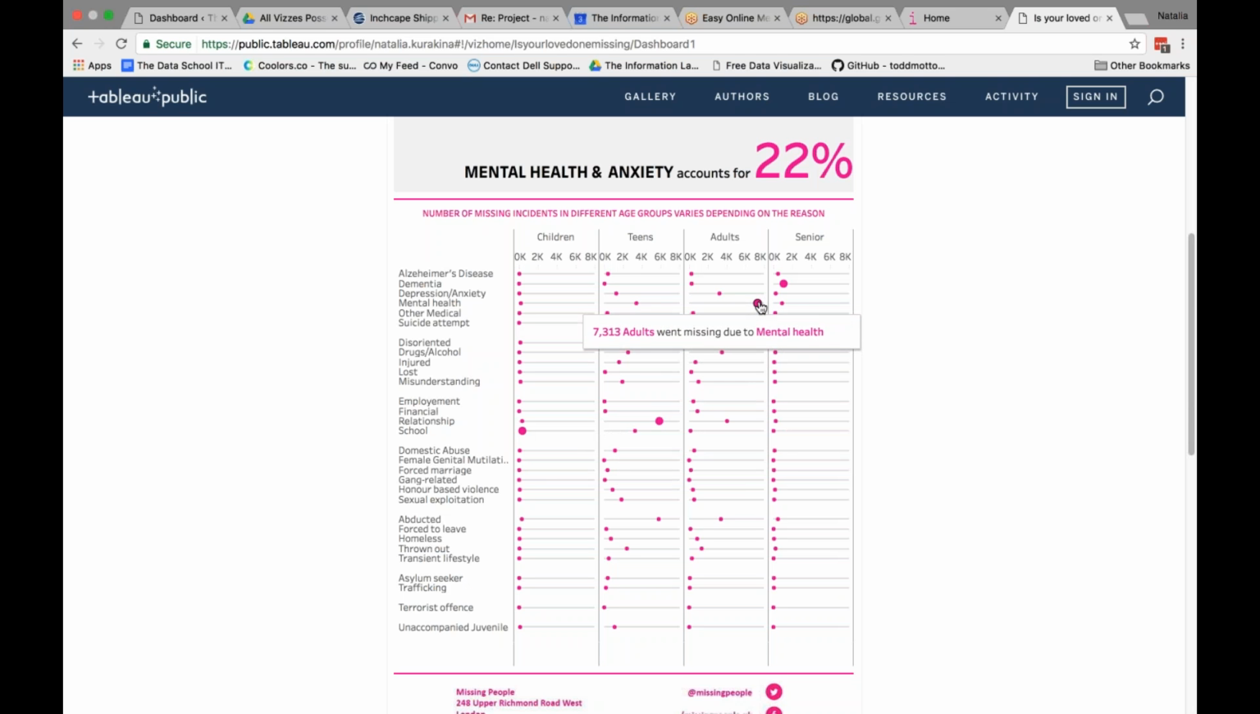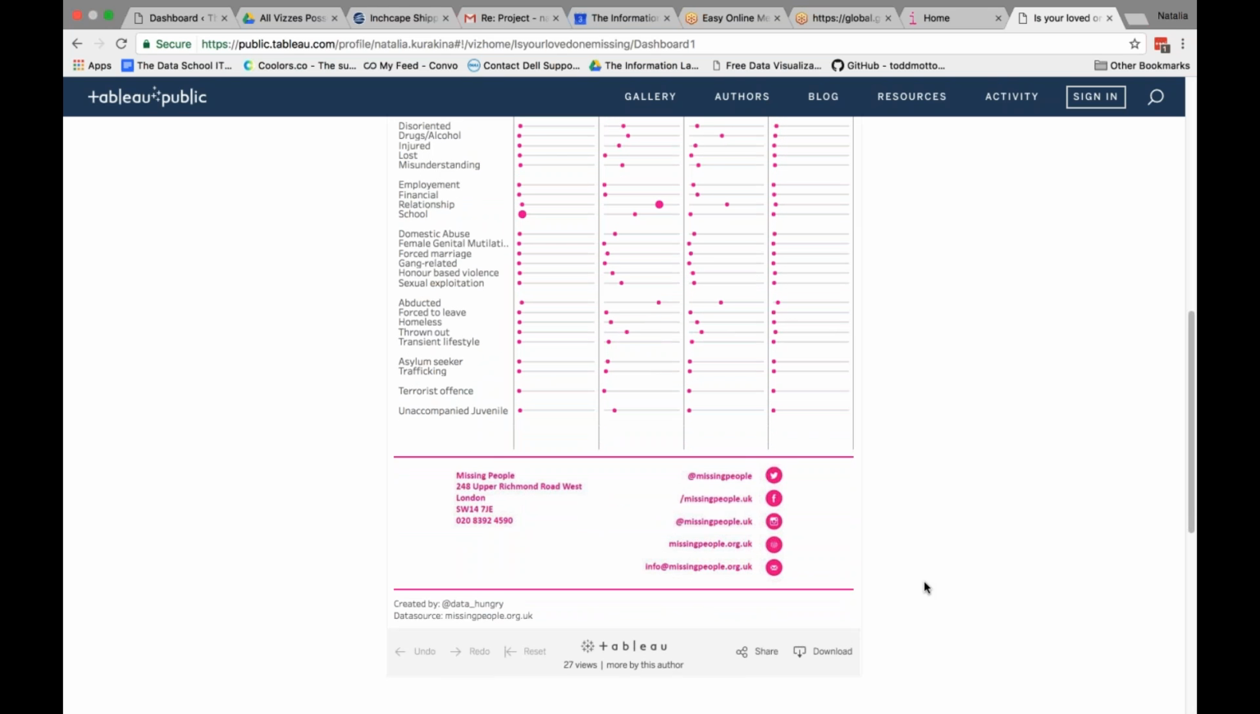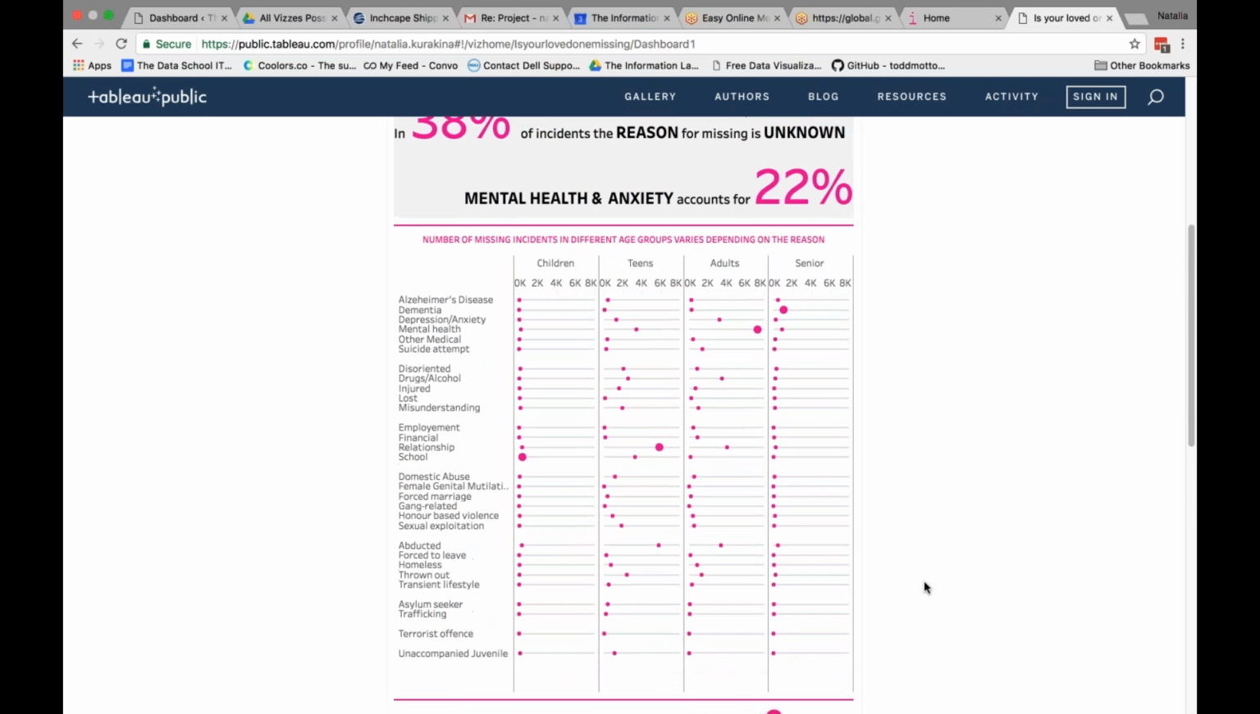So most adults go missing because of mental health problems, and for seniors it's dementia. There are not a lot of other reasons, so it's pretty explorable here, and then just the contact for the charity itself. Thank you.